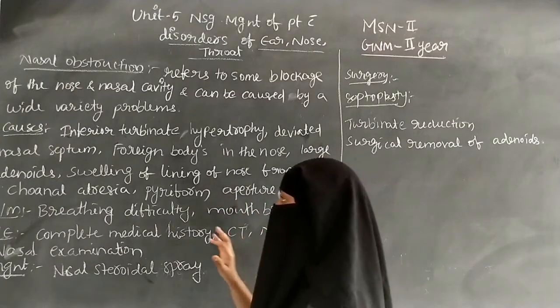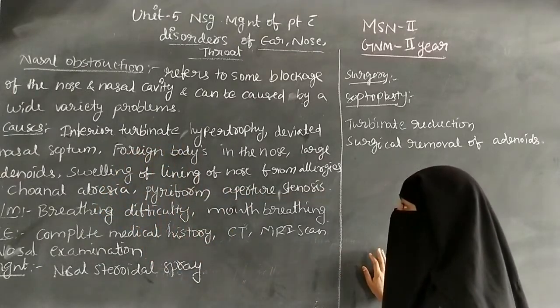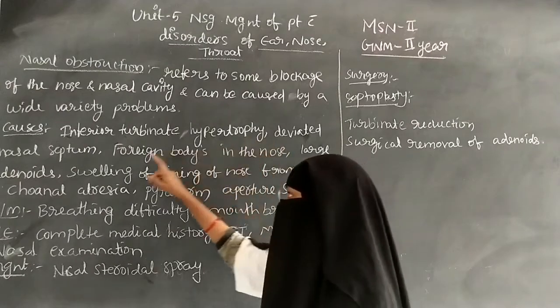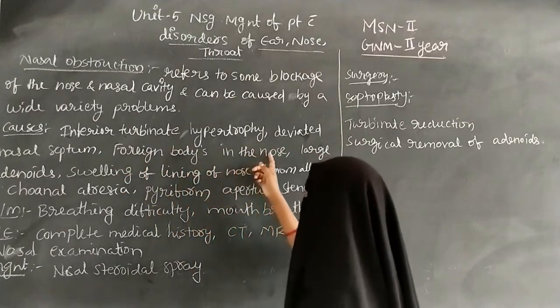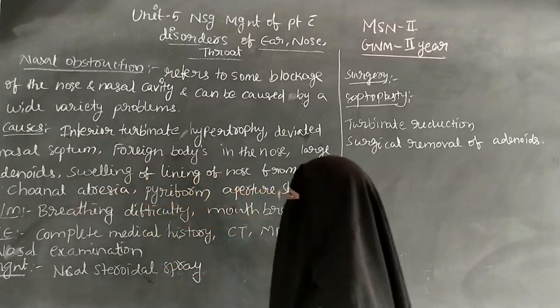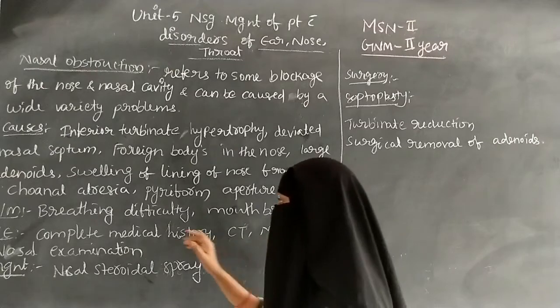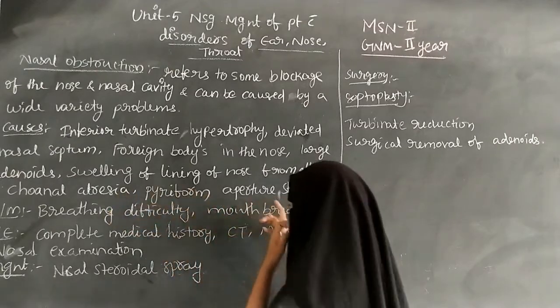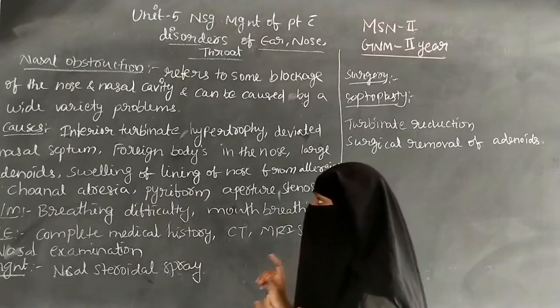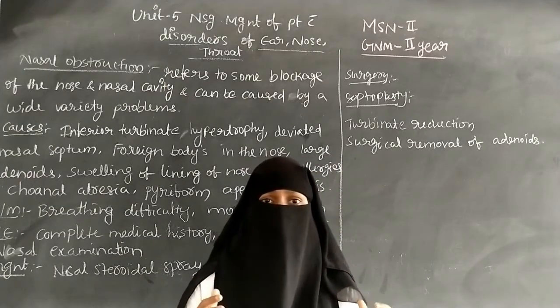So the causes include the inferior turbinate hypertrophy, deviated nasal septum, foreign bodies in the nose, large adenoids, swelling of the lining of the nose from allergies, choanal atresia, and pyriform aperture stenosis. So these are all the causes that can cause obstruction in the nose.